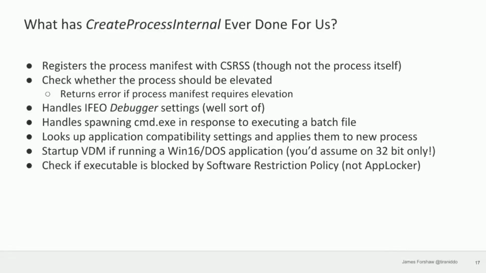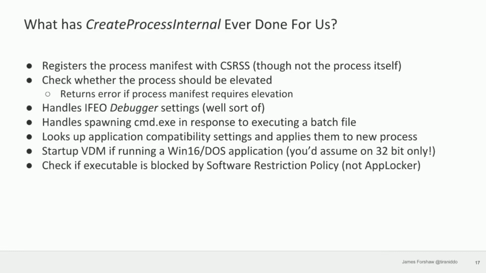But to paraphrase Monty Python, what has create process internal ever done for us? Why is it even there anymore? Well, unfortunately, Win32 is not as simple as the kernel layer allows. You've got to do various different things to actually support what Win32 behaviors are expected of create process. So things like you need to register the side-by-side manifest with CSRSS. Why? Who knows, but you have to. And if you don't do so, creating processes like notepad.exe will tend to fail and give you horrible, scary warnings.